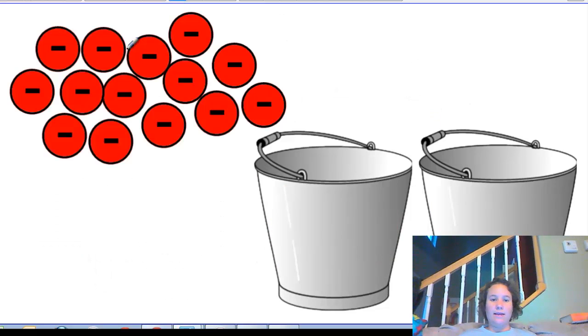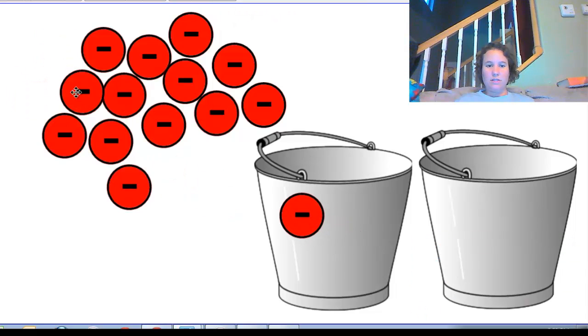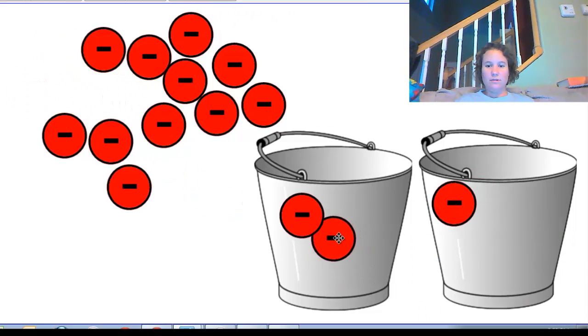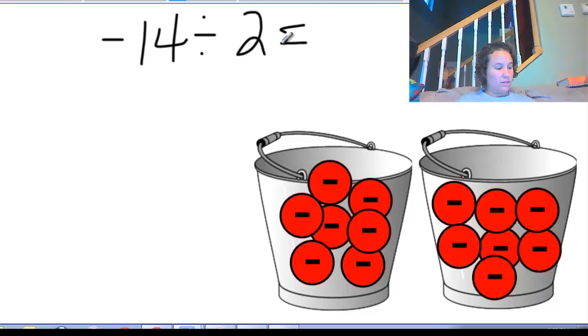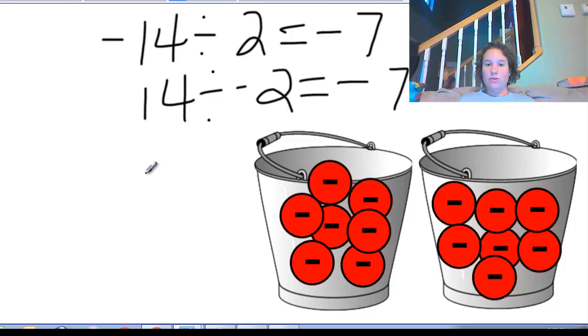And if I take -14 and I divide that up amongst 2 containers, you can see I'm going to end up with 7 negatives in each container. So -14 divided by 2, -7 will be my quotient. And again, if I switch those around, even though it doesn't quite make sense, you can see that will still be negative. And you can see basically the same thing will happen now.